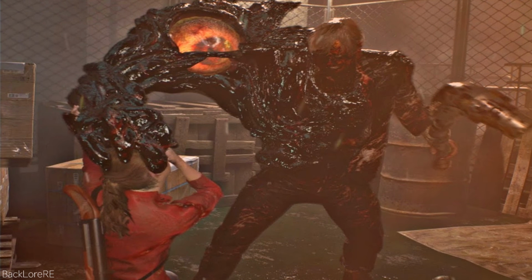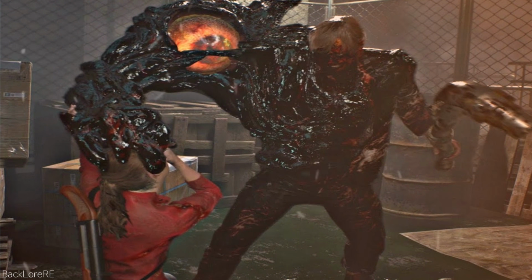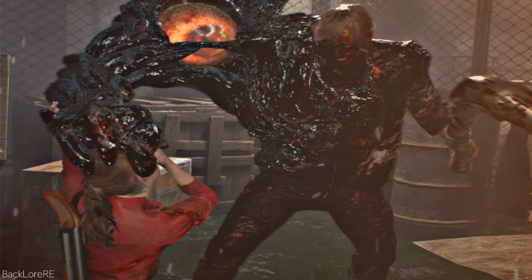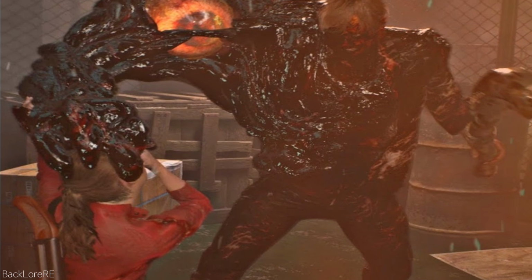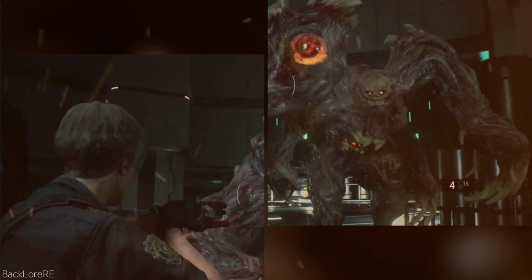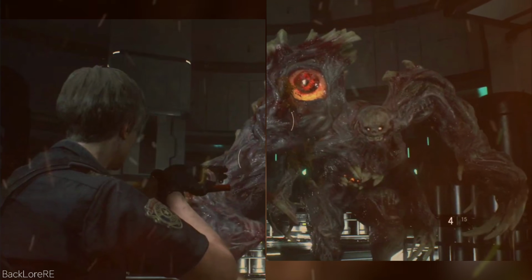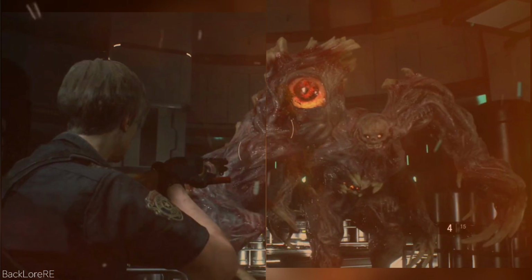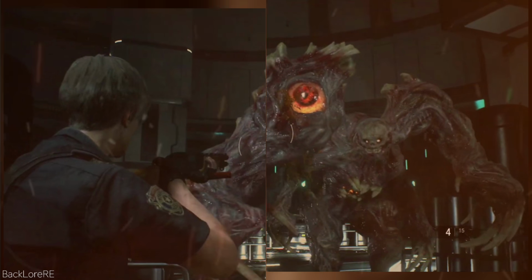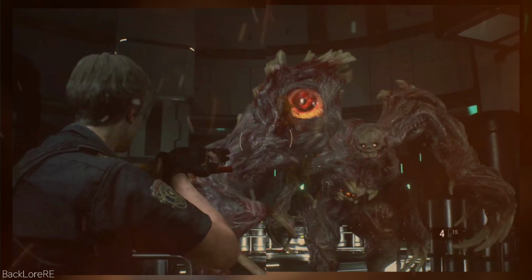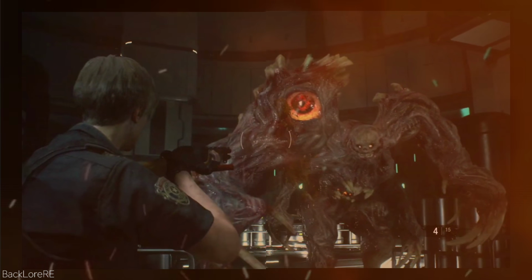Cellular regeneration compounds both of these problems further. G grants infected tissue an extraordinary capacity to recover from damage that would be fatal under nearly any other circumstance, meaning conventional methods of stopping an infected host, methods that work reasonably well against T-virus zombies, prove considerably less effective against a host actively regenerating faster than damage can accumulate. Producing a stable cure or countermeasure against this combination proved extraordinarily difficult for exactly the reasons already covered.